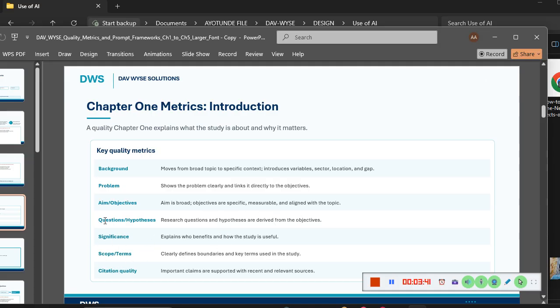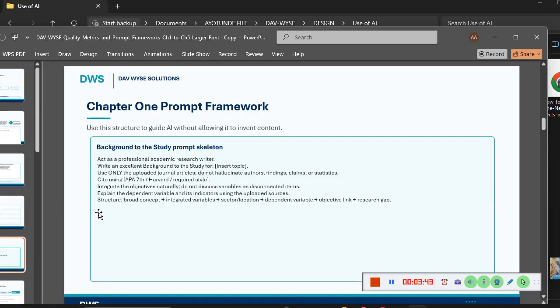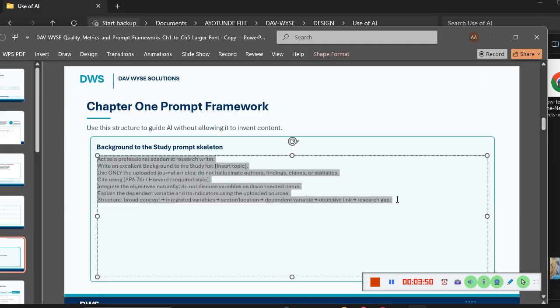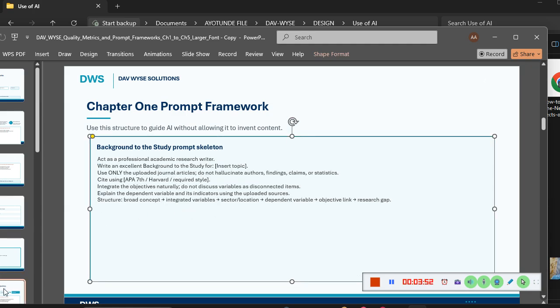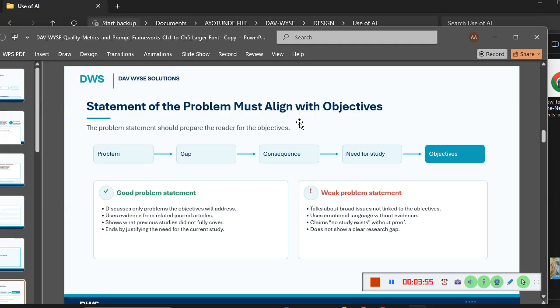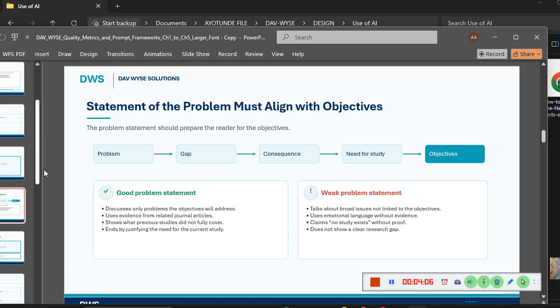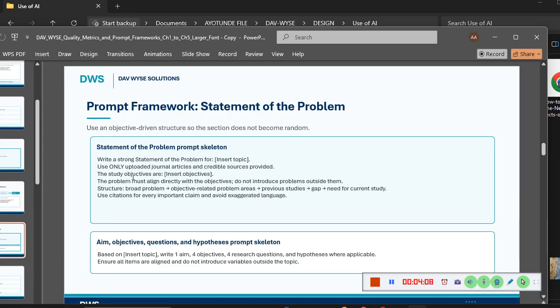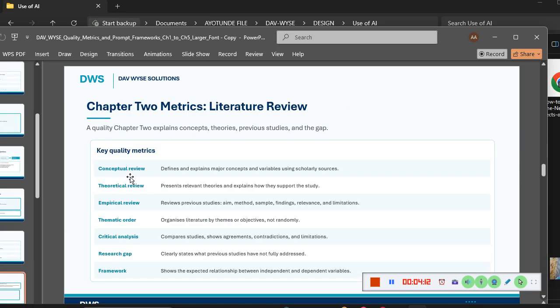Quite simple and direct. So this is what the prompt for writing a background to the study looks like. Then you have the statement of problem. This is what it looks like. When we get to the next section, I will explain better. So this is the statement of problem. This is your research study.